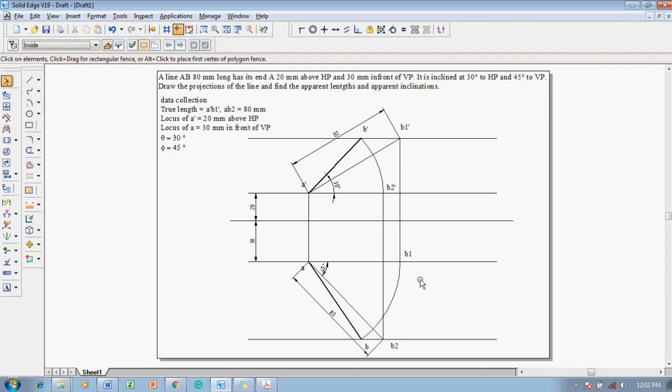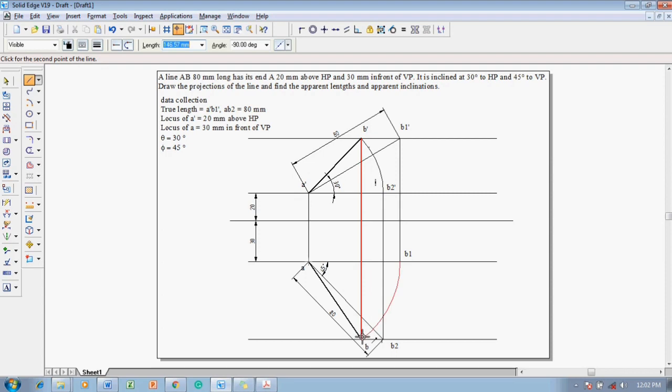Now one can check whether the problem solved is correct or wrong. Join the projector from B dash to B. If it joins as a straight line, and if this angle is perfectly 90 degrees, that is straight and vertical, then our solution is correct. Once we know that the solution is correct, this completes the projections.